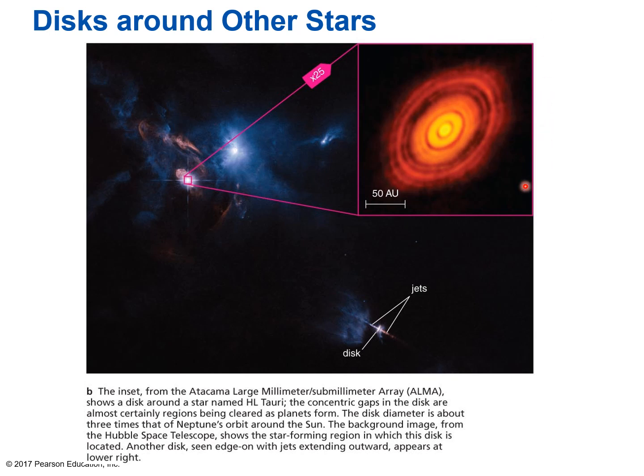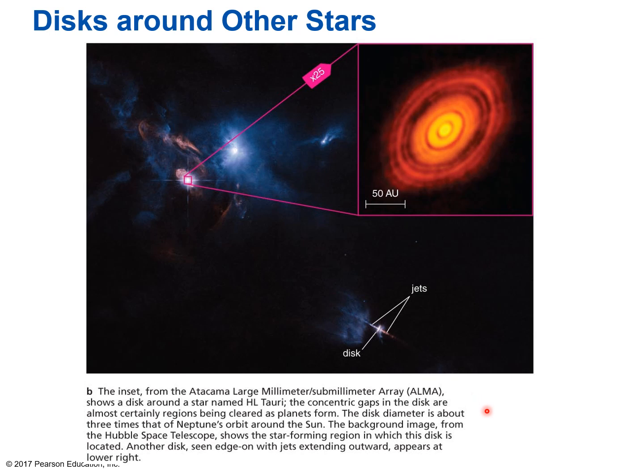Now, this orange disk that I've shown you a few times, it's from an observatory called ALMA. You can read down below. It's called the Atacama Large Millimeter Submillimeter Array, just known as ALMA. Millimeter and submillimeter refers to the wavelengths that it looks at. The concentric gaps in the disk are almost certainly regions being cleared as planets form.